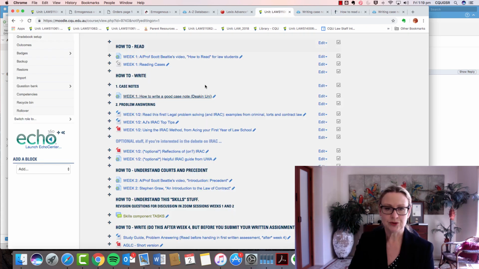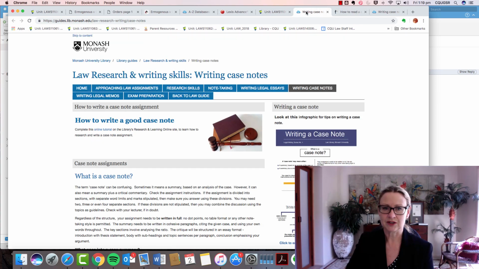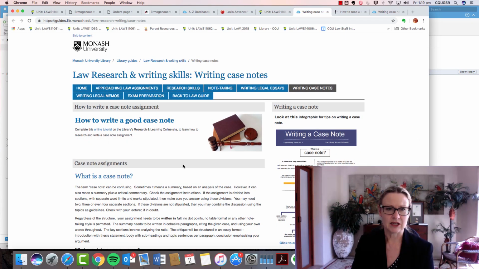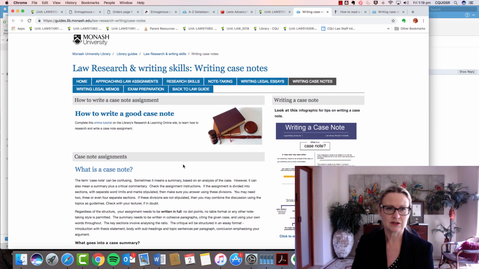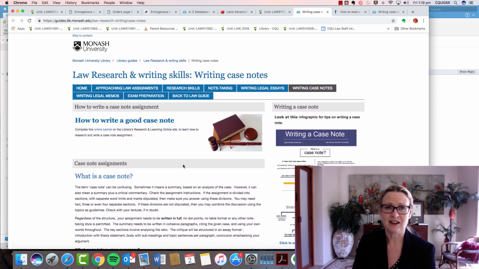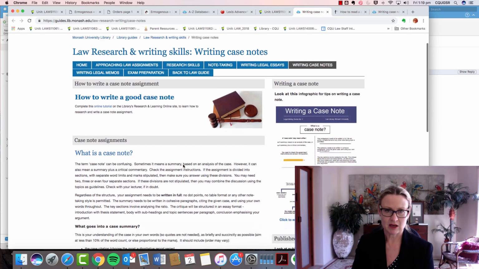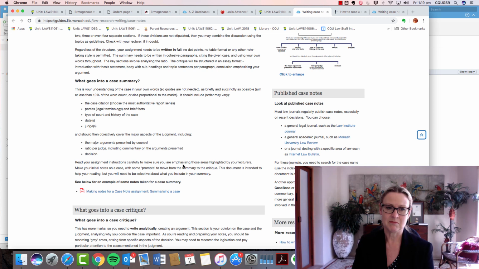Now, if you go back to the Moodle site, you can see here, I did have an infographic up from Sydney Uni, but that's now been locked down by Sydney Uni, and so they've got it only for their students, but the Monash Uni one is still there. You've got it on the University Library website there. Bear in mind, this may not have been prepared by lawyers.